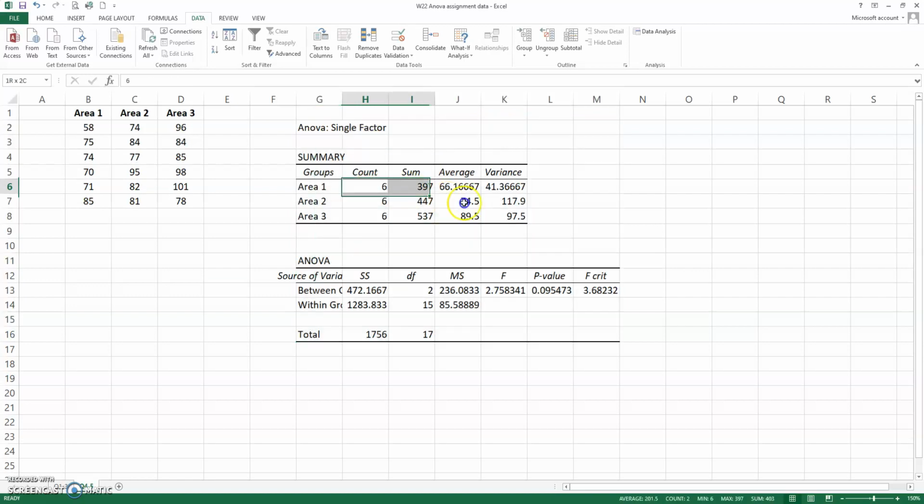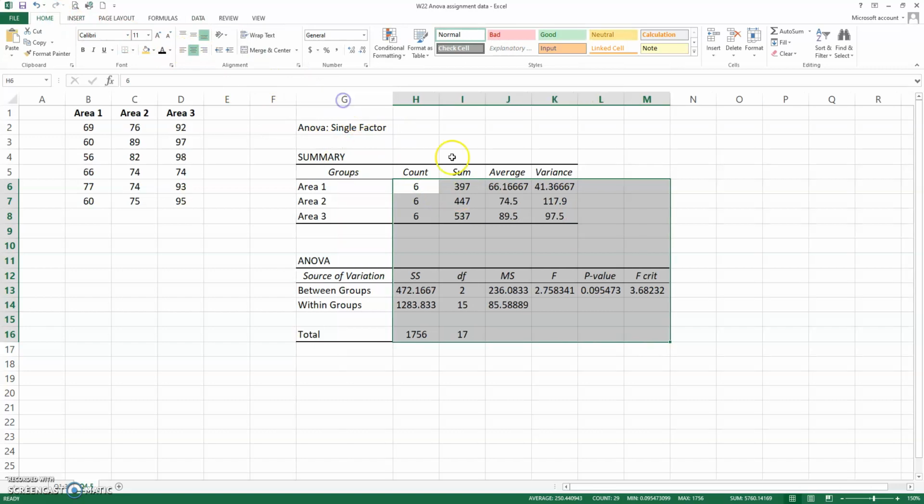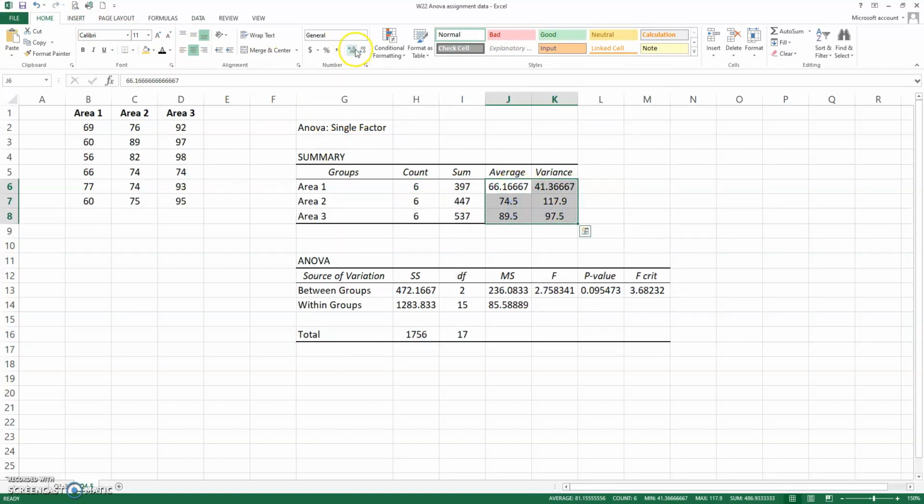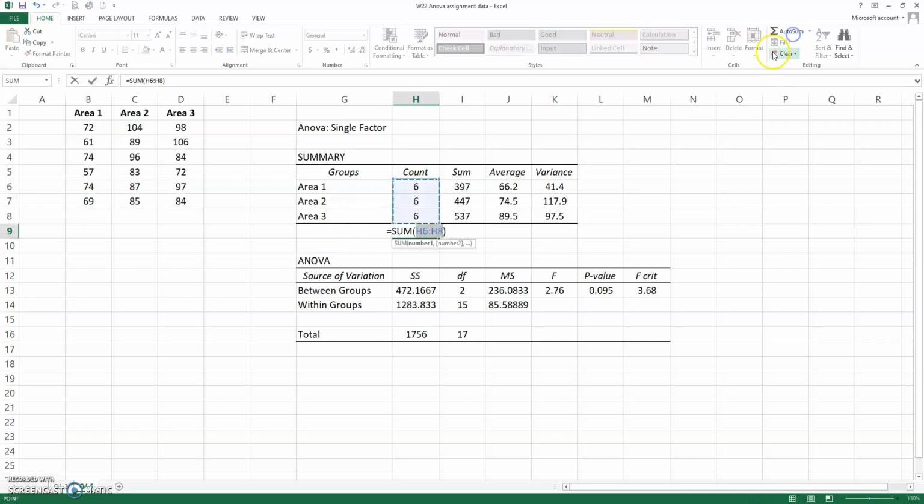There is our output. Let's center these numbers, which makes it a little easier to read, and reduce these a little bit, and these ones here. So in total we have 18 observations, 6 observations per area, so we could do an autosum there and find that there are 18 observations. The degrees of freedom, remember, is k minus 1, so we have 2 degrees of freedom.